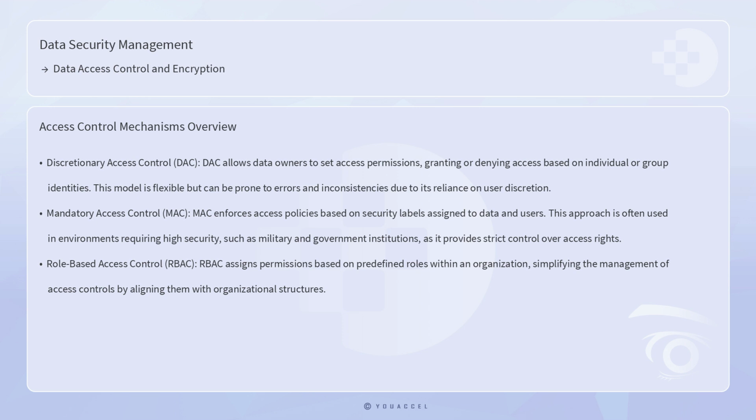DAC allows data owners to set access permissions, granting or denying access based on individual or group identities. This model is flexible but can be prone to errors and inconsistencies due to its reliance on user discretion. MAC, in contrast, enforces access policies based on security labels assigned to data and users. This approach is often used in environments requiring high security, such as military and government institutions, as it provides strict control over access rights. RBAC, the most widely adopted model in enterprise settings, assigns permissions based on predefined roles within an organization, simplifying the management of access controls by aligning them with organizational structures.